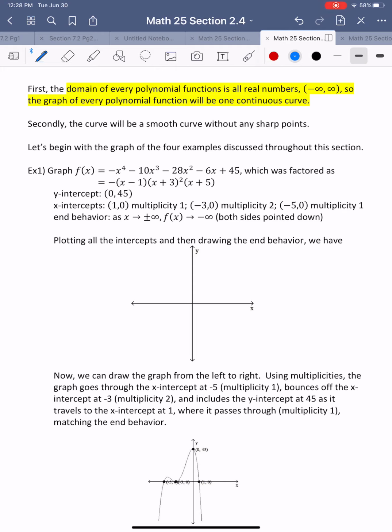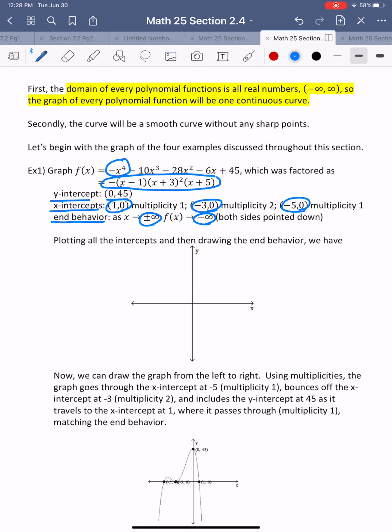So let's begin with the graphs of the four examples discussed throughout these sections. Example 1, f of x equals negative x to the 4 minus 10x cubed minus 20x squared minus 6x plus 45, which we factor into this form. So we need the factored form, okay? The y-intercept was 0, 45; plug in 0 here, 0 here, and 0 here, right? And then the x-intercepts, we already solved those too, right? So we got 1, 0, negative 3, 0, and negative 5, 0. And then the end behavior, from the negative x to the 4: when x goes to infinity or negative infinity, it all goes down to negative infinity, okay?